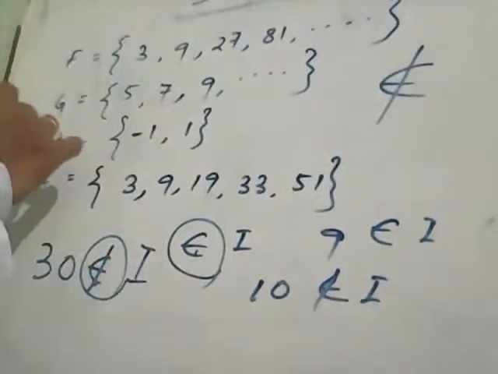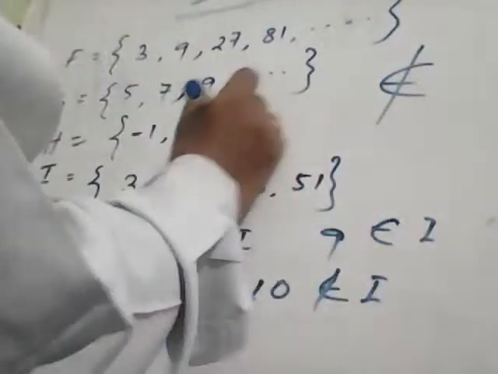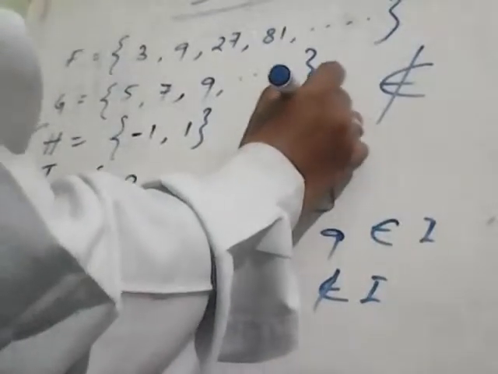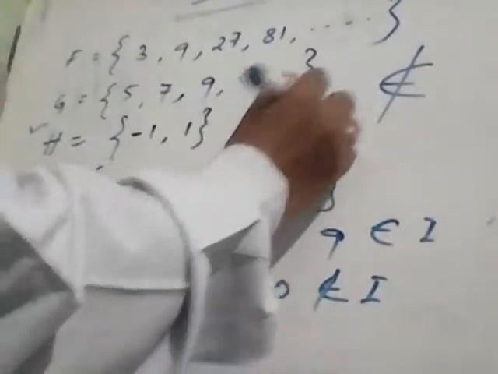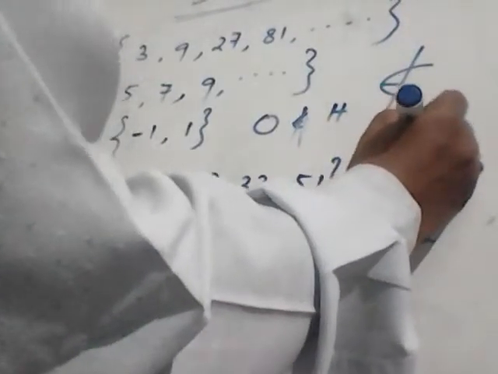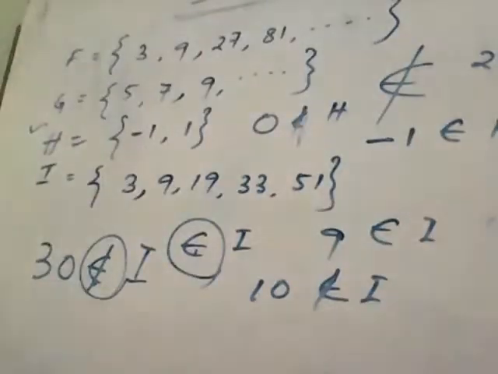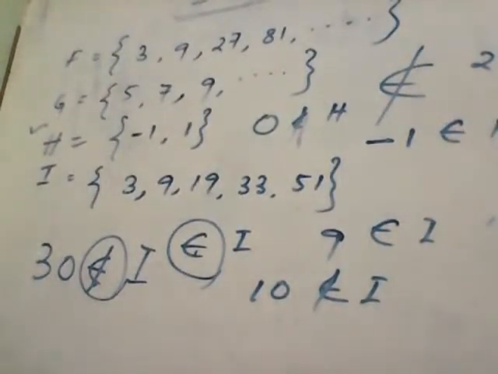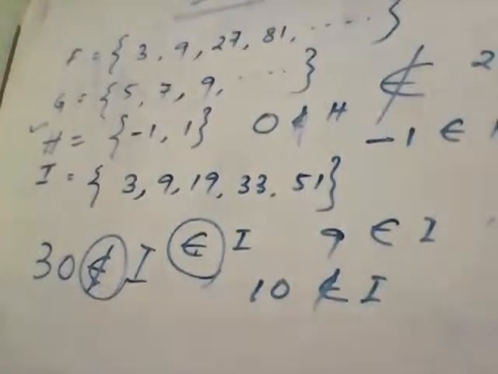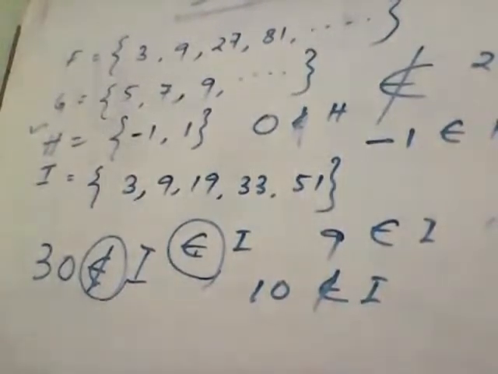Suppose you consider H: 0 does not belong to H, minus 1 belongs to H, 2 does not belong to H. That way we express belongs to and does not belong to.